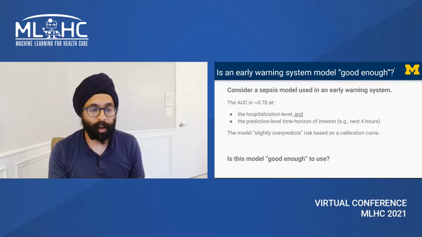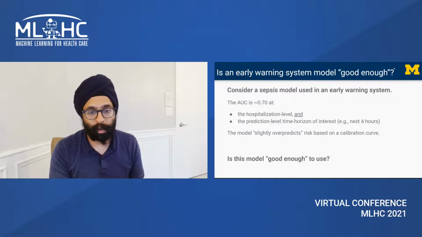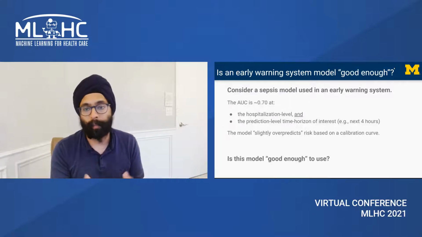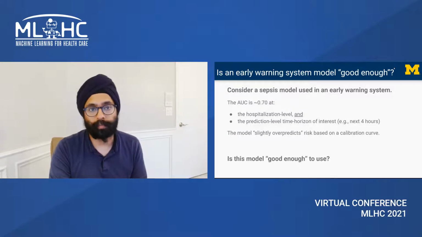Let's assume that the area under the curve is something like 0.70 at whatever way you calculate it, however, the outcome of interest matters to you. And let's just assume that in the way that the model is trained, and then when you evaluate it in your data set, that the model slightly overpredicts risk based on a calibration curve. Is this model good enough to use?